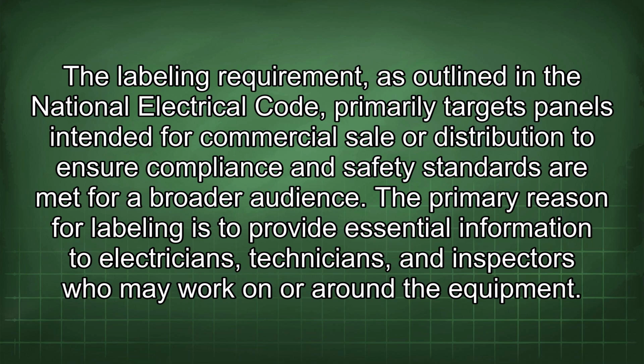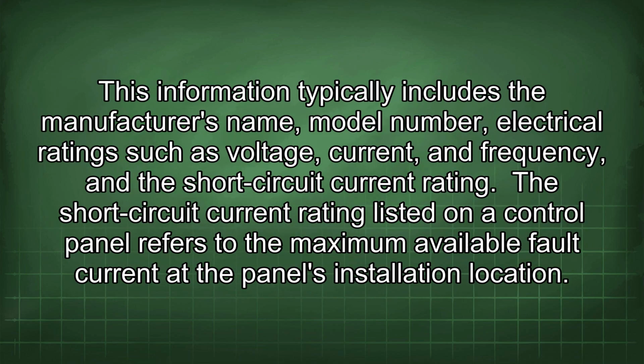The primary reason for labeling is to provide essential information to electricians, technicians, and inspectors who may work on or around the equipment. This information typically includes the manufacturer's name, model number, electrical ratings such as voltage, current, and frequency, and the short-circuit current rating.